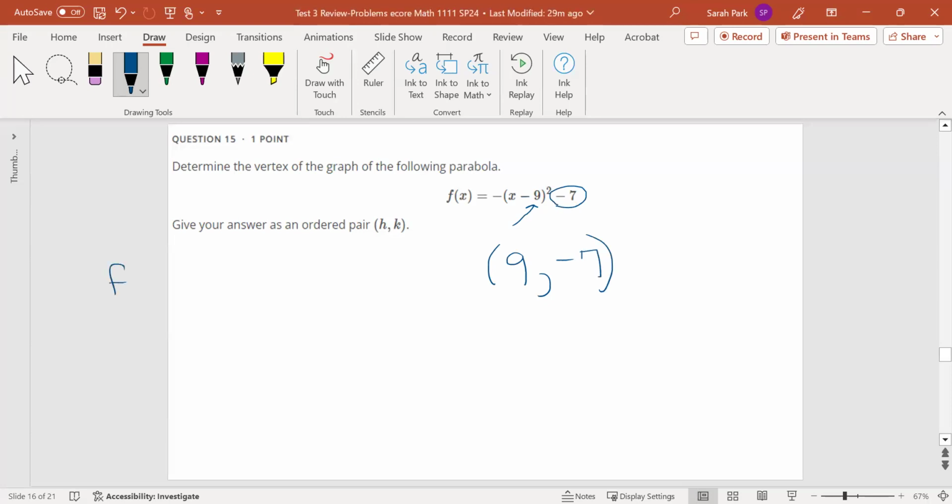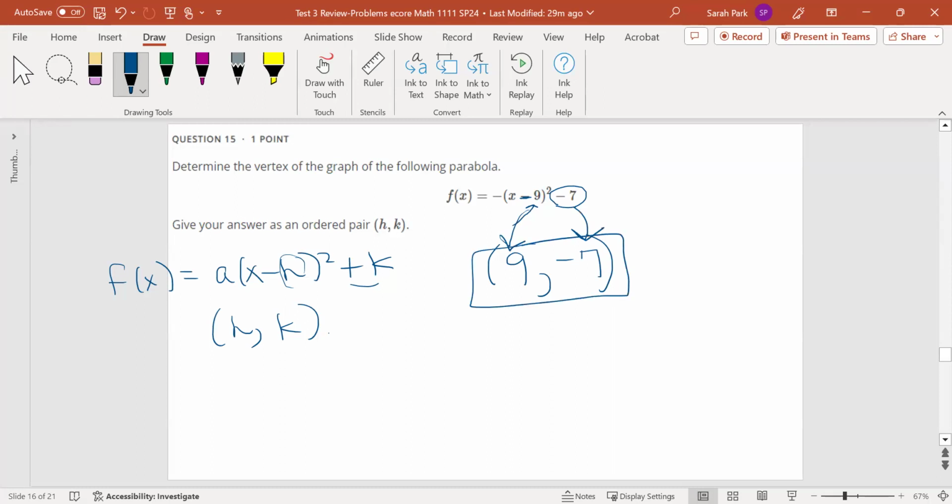And because this is in the form f of x equals a times x minus h squared plus k, your h is the x value of the vertex, and k is the y value of the vertex. So when it's in this form, it's really easy. You just take the opposite sign of the x, and then the y value you just take as is. So the vertex is 9, comma, -7.